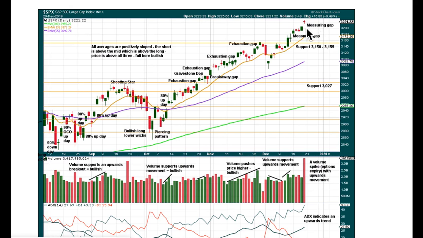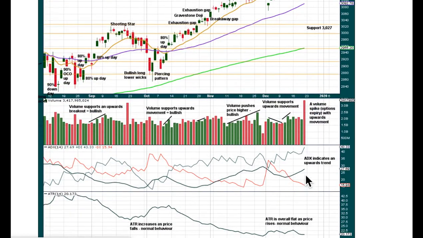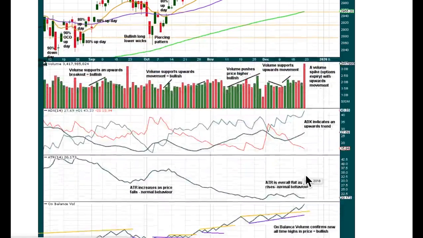Friday moved price higher, although the candlestick has closed red. It's done so with support from volume, although this was an options expiry date. But still, we do have upward movement with support from volume. ADX is indicating that there is still an upward trend at this time frame, which is still not yet extreme. There is plenty of room for this trend to continue.